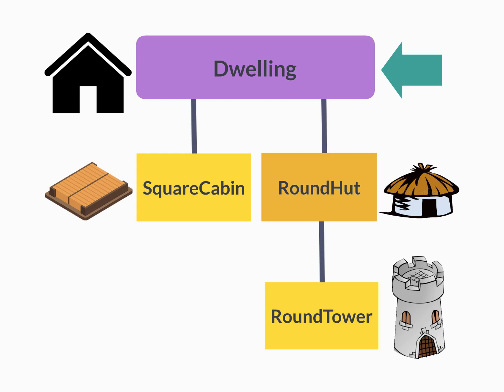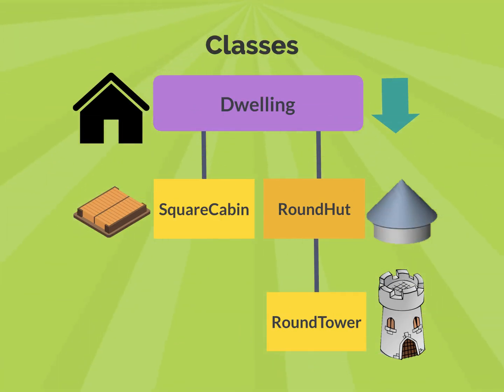At the root, there is a dwelling, which specifies properties and functions that apply to all dwellings, a class similar to a blueprint. Then there are multiple classes for square cabin, round hut, and round tower classes.